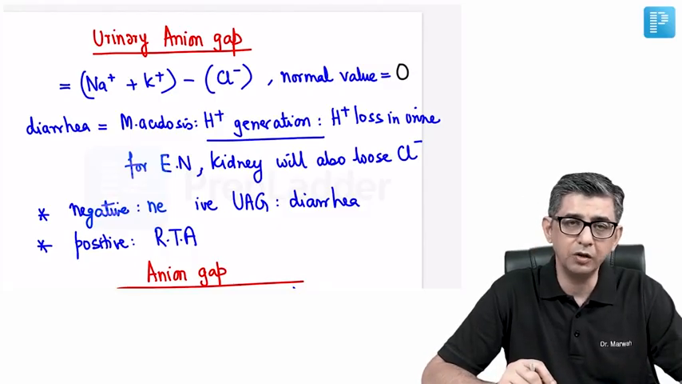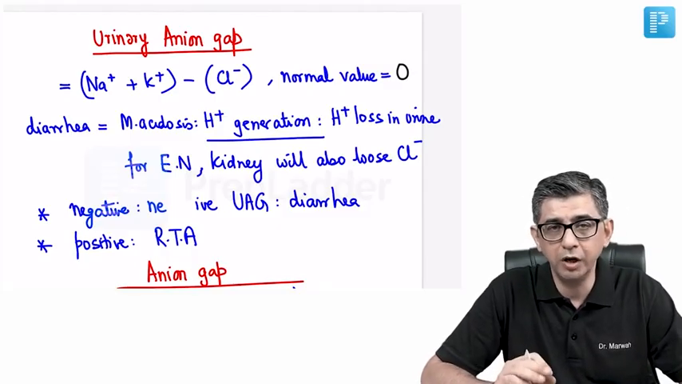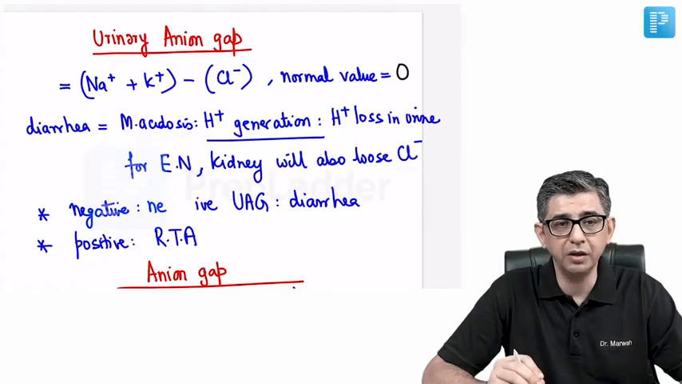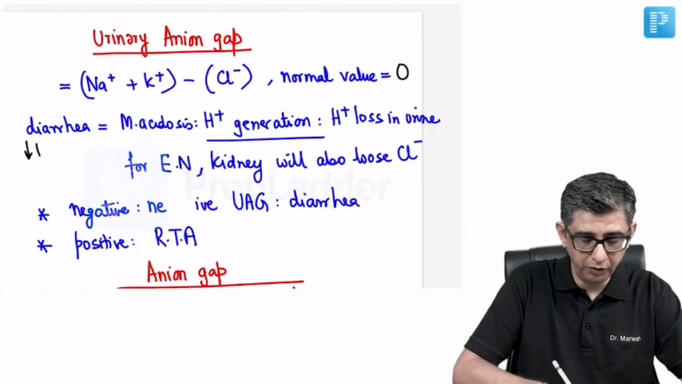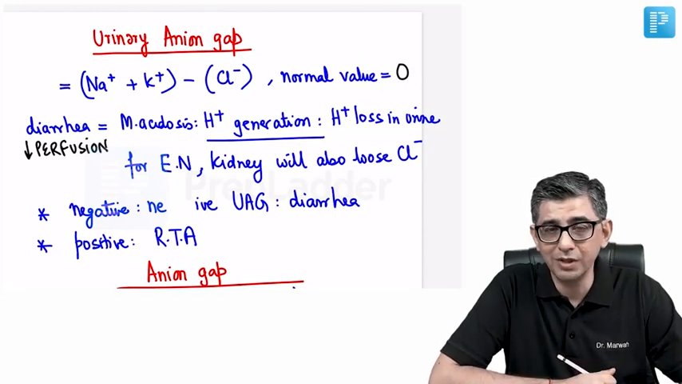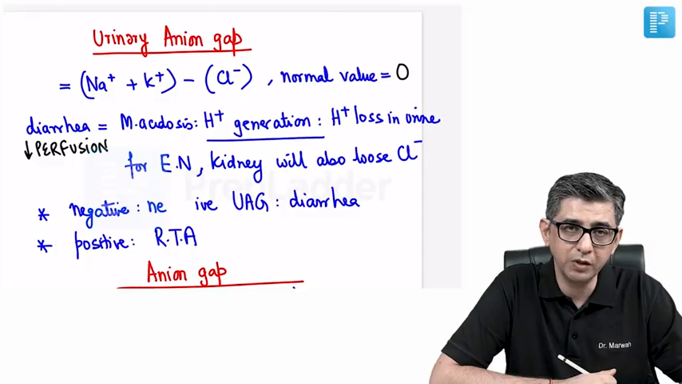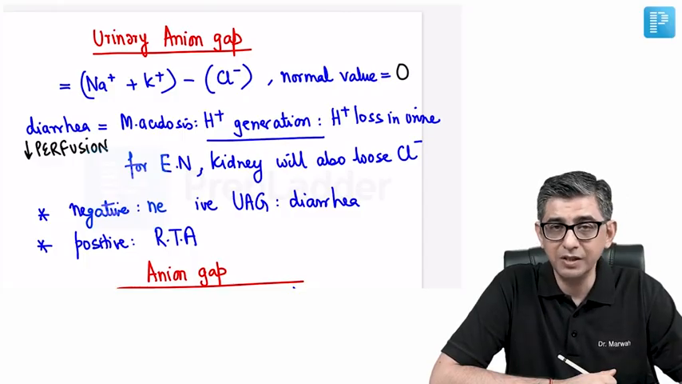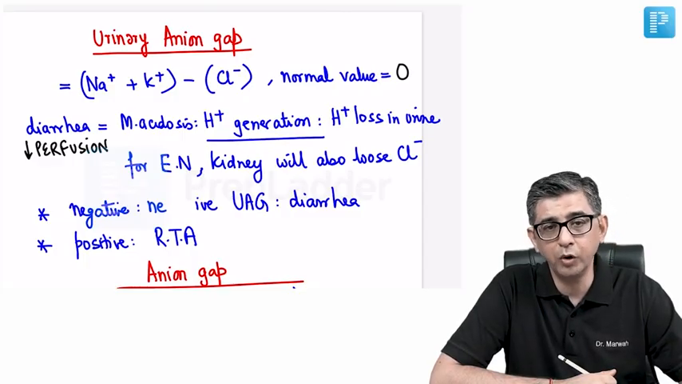Now let's take up a case of diarrhea. In any patient of diarrhea where there would be severe dehydration occurring, the perfusion of the tissues will be hampered, and every time the availability of oxygen to the tissues is less, the perfusion of the tissues is less, they switch over to anaerobic mode of respiration, which results in generation of lactic acid and protons.